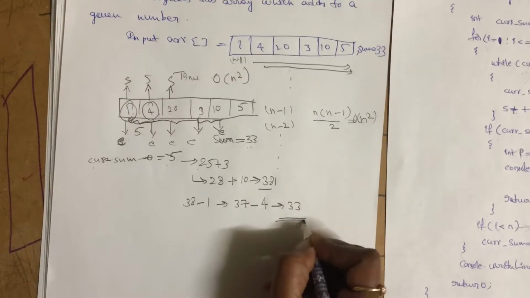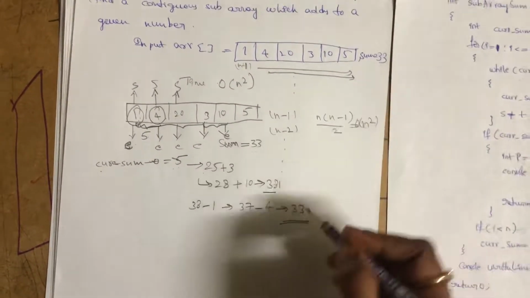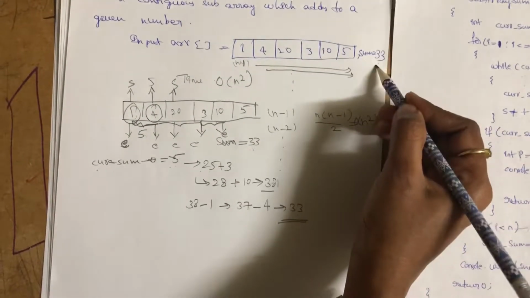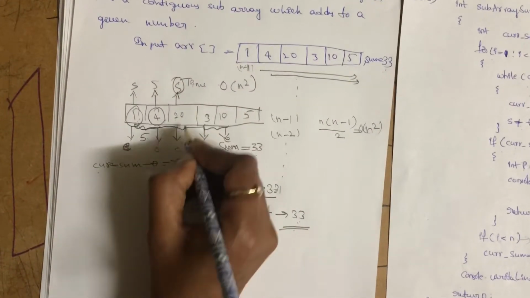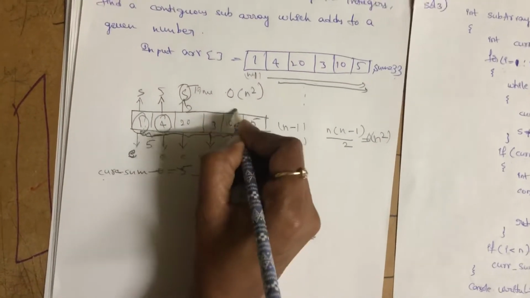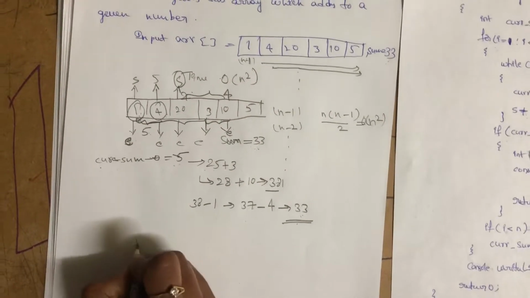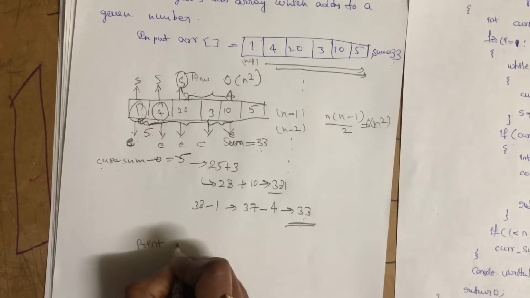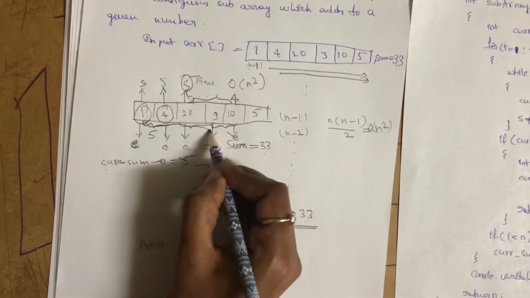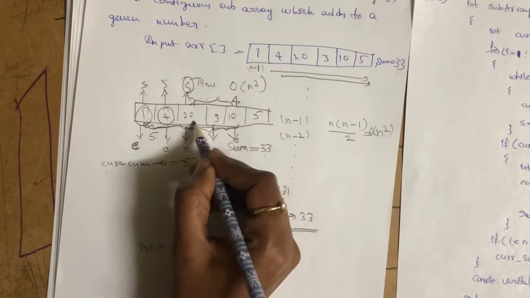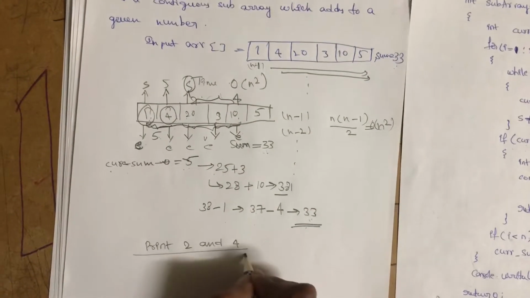Now I check the condition again: 33 is equal to the given sum or not. Yes, the current sum is equal to the given number. So I return the starting index, which is 2, and the end index, which is 4, and I print them. From here to here, the sum of the elements, 20 plus 3 plus 10, is 33, equal to the given number. Then we return this.